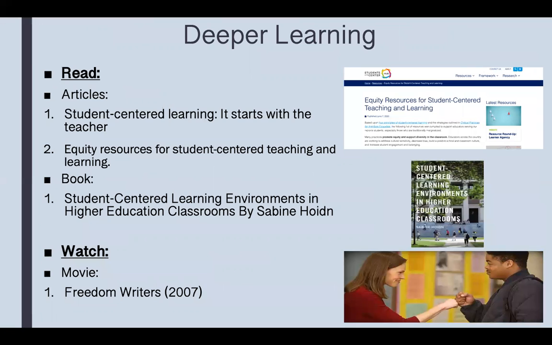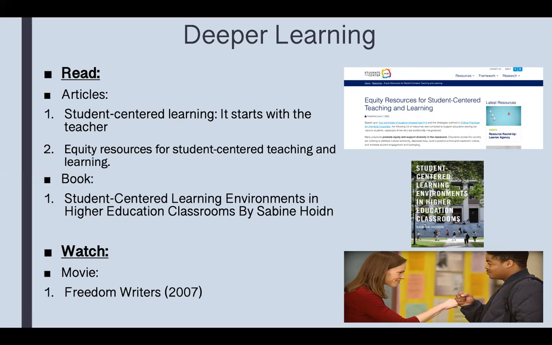I included some websites that I thought were really good and helped describe the meaning of student-centered learning and illustrate the benefits of it in the classroom. I included 2 websites: Student-Centered Learning: It Starts with the Teacher, and Equality Resource for Student-Centered Teaching and Learning. Both websites go in depth about student-centered learning and how it is practiced in the classroom. Student-Centered Learning: It Starts with the Teacher talks about student voice and how it can be attained through online school.